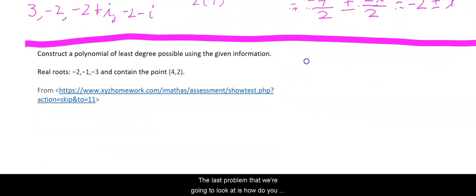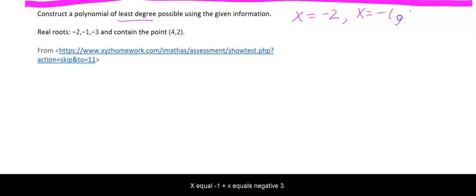The last problem that we're going to look at is how do you construct a polynomial of least degree with the following information? They say least degree because you could find polynomials of greater degree that also meet those conditions. However, to find one of least degree, the answer should be unique. When it says the real roots are negative 2, negative 1, and negative 3, what they mean is when you solved, you got x equal negative 2, x equal negative 1, and x equal negative 3.